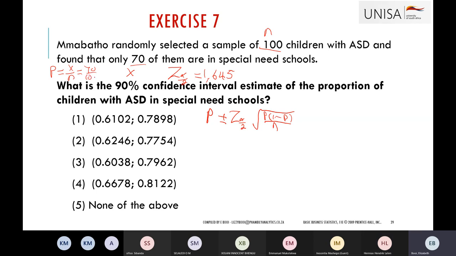70 divided by 100 is equal to 0.7, plus or minus 1.645 times the square root of 0.7 times 1 minus 0.7 divided by 100. This is the margin of sampling error, or margin of error. 0.7 plus or minus, what do we get?